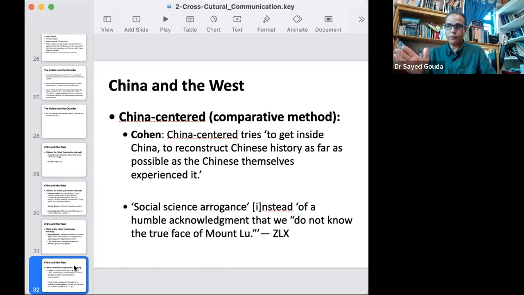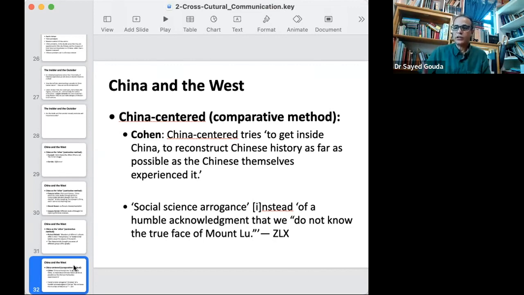Why? To reconstruct Chinese history as far as possible as the Chinese themselves experienced it. So from what he says, it's very clear that he's using comparative methods, not contrastive methods. Professor Zhang Longxi calls this Western attitude, the way they study Chinese history and apply Western methodologies and Western theories on Chinese phenomena, social science arrogance. It's their arrogance that what fits them must also fit other people or nations, and that they could understand the history better than the natives.